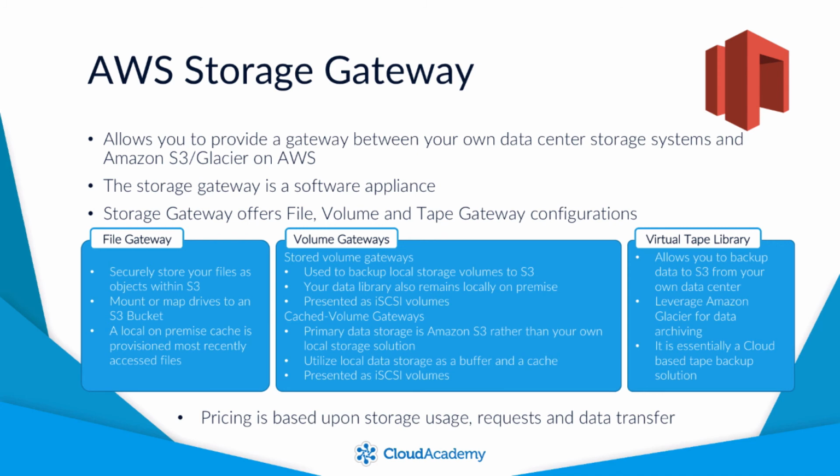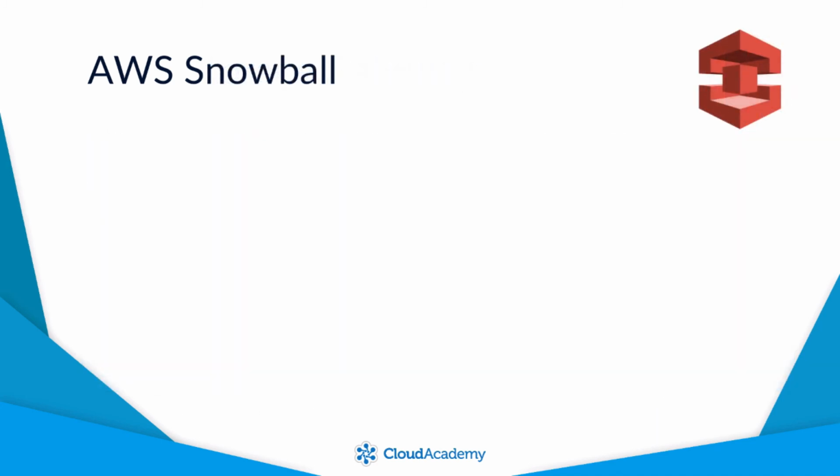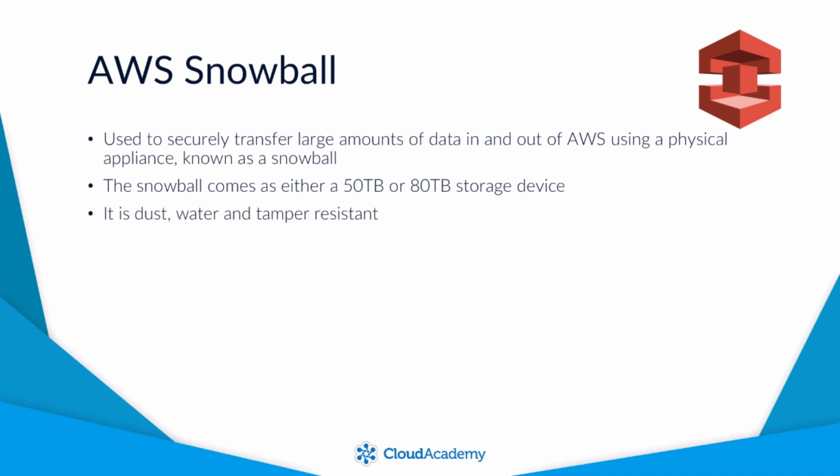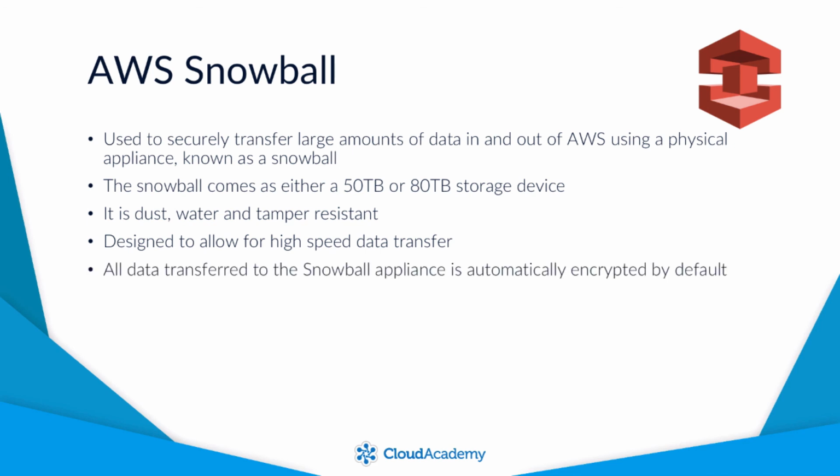Our final lecture looking at storage was based on AWS Snowball. This lecture explained the following points. The service is used to securely transfer large amounts of data in and out of AWS using a physical appliance known as a Snowball. The Snowball appliance comes as either a 50 terabyte or 80 terabyte storage device and is fully dust, water, and tamper resistant. It's been designed to allow for high-speed data transfers. By default, all data transferred to the Snowball appliance is automatically encrypted. It also features end-to-end tracking using an e-ink shipping label.